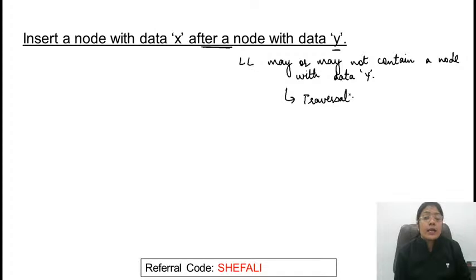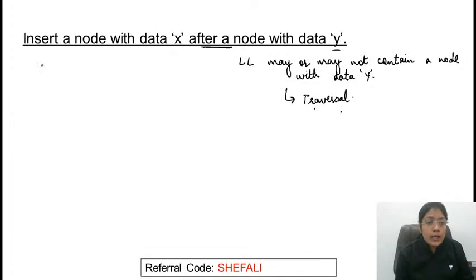Traversal is required. Now if traversal is required, what if the linked list is empty? In that case, will you be traversing the linked list? In that case, it's not required. Other case could be the first node itself is containing the data y. In that case also traversal is not required. Any other possibility? There is no other possibility.